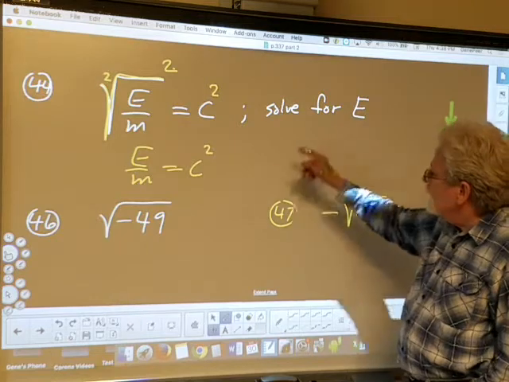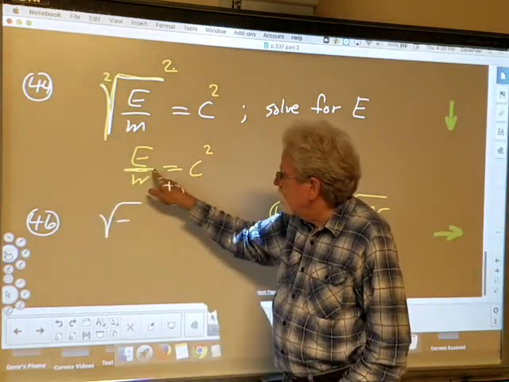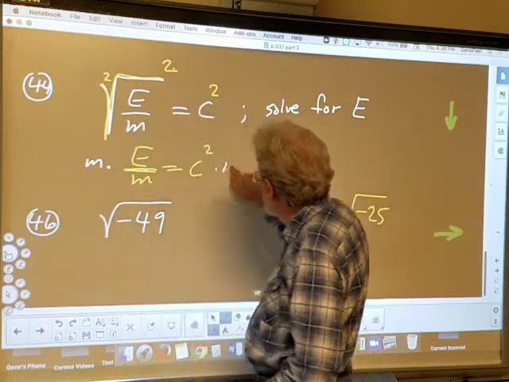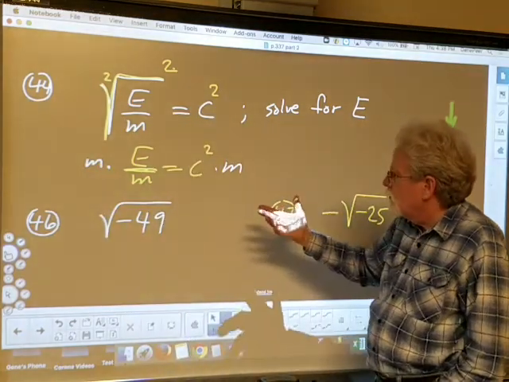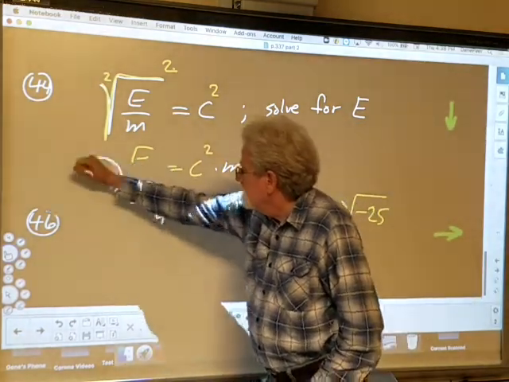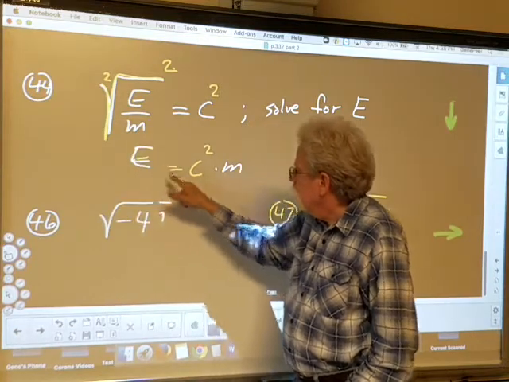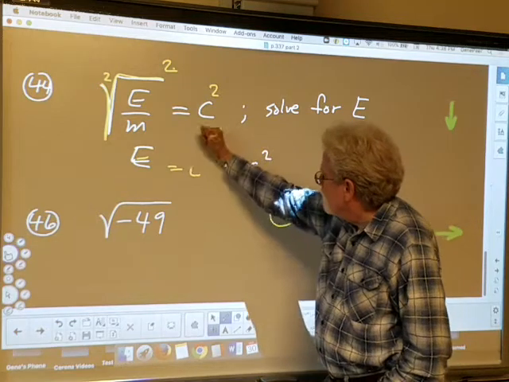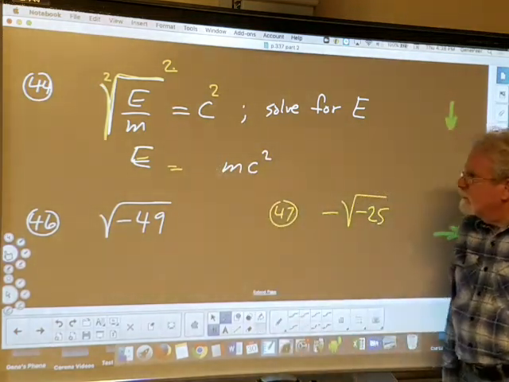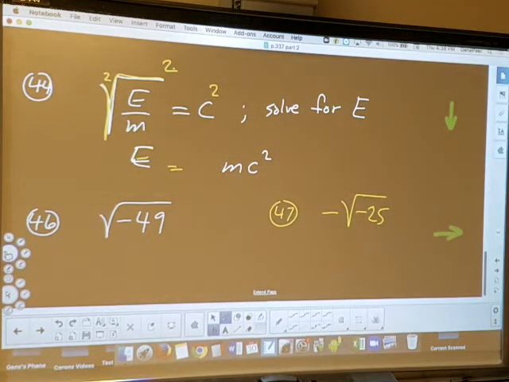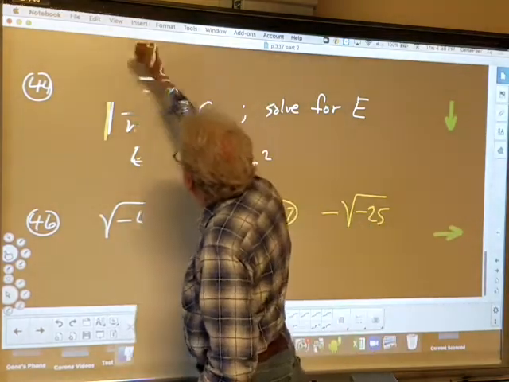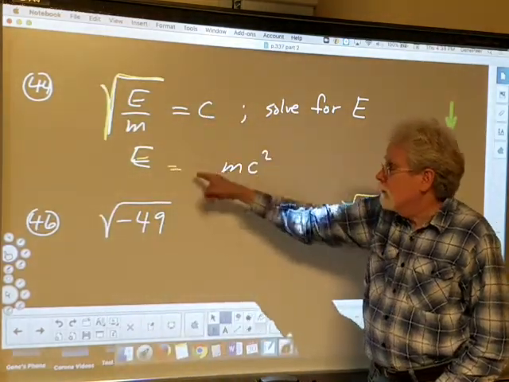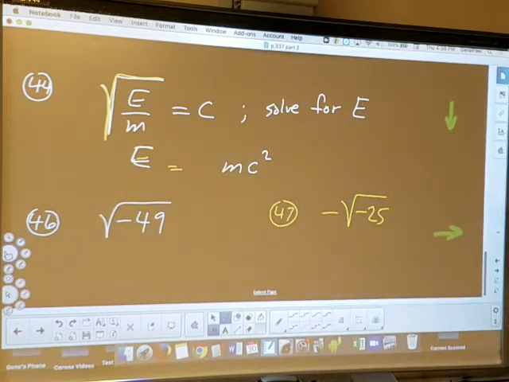We're trying to solve for e. I need to get rid of division by m, so I will multiply both sides by m. What do I end up with? E equals mc squared. We normally write it that way. E equals mc squared. Didn't look like it at first. When we saw this, it's like, what is that? Well, that is this. Same thing.